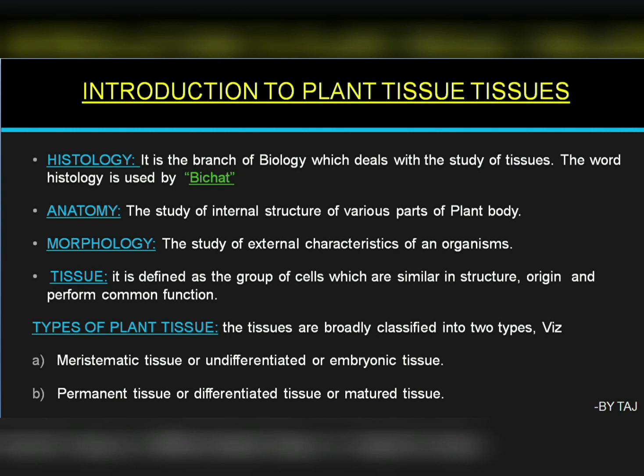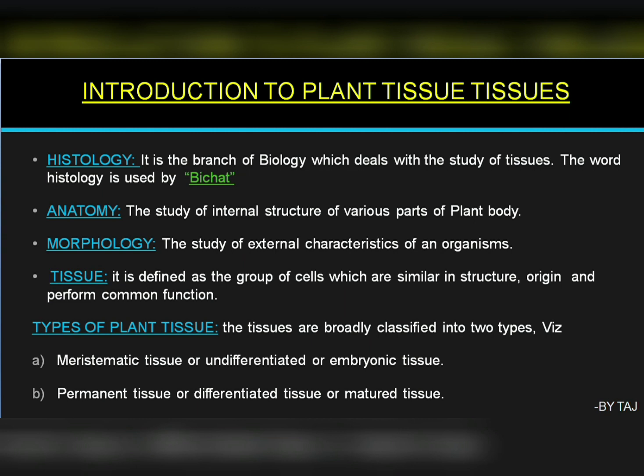Coming to the types of plant tissue. The plant tissues are broadly classified into two main types: meristematic tissue, or undifferentiated tissue, or embryonic tissue. Another type is permanent tissue, or differentiated tissue, or matured tissue. So, plant tissues are classified into two types, that is meristematic tissue and permanent tissue.